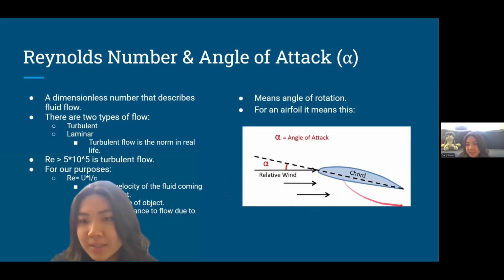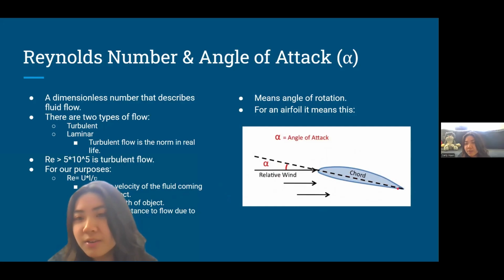L is the characteristic length. This is a side view of an airfoil. So the characteristic length, would it be this or this? The answer would be this. The concept is pretty intuitive. I don't know what to tell you.